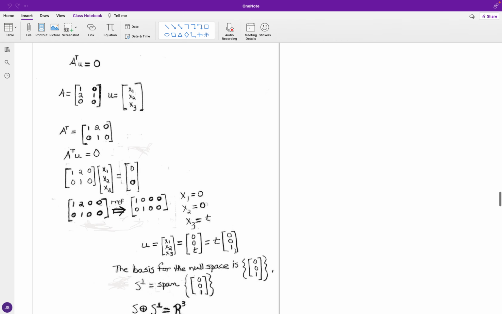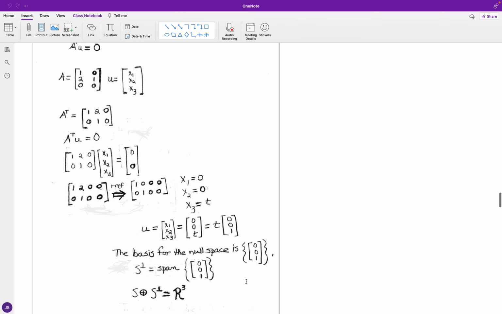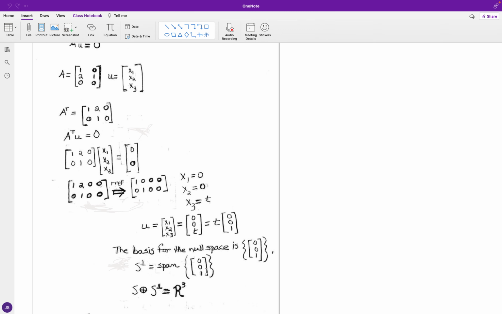So for the null space U, you're going to have, filling in for x of 1, x of 2, and x of 3, the vector consisting of 0, 0, and t. And factoring out the variable t, we come out to 0, 0, and 1. And the basis for that null space is going to be the set consisting of the vector containing 0, 0, and 1. And for the orthogonal subspace, that is going to be the span of that particular basis.